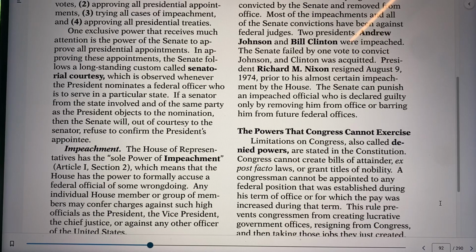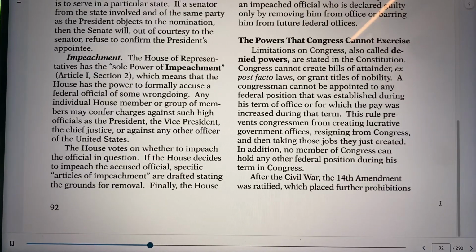So on to impeachment. Impeachment has been a big deal as they try to impeach President Trump.